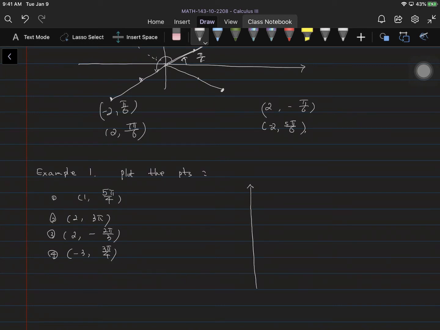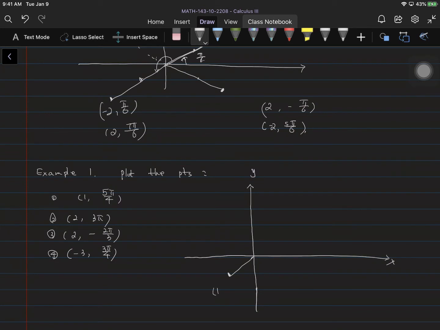Firstly, let's draw the axis. Let's take a look at the first point, (1, 5 pi over 4). Usually we like to find the angle first, then we know roughly where it's going to be, right? So 5 pi over 4 is pi plus pi over 4, which should be in this position. Then r is 1. If this is unit 1, we can just stop here.